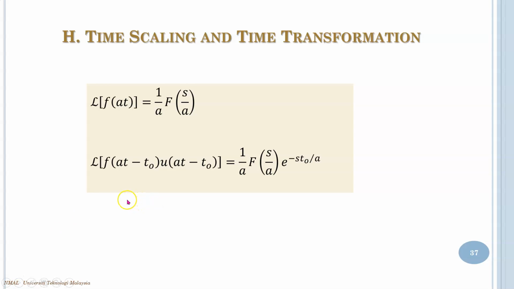And for time scaling and also time transformation, you just have to put in the value. For example, the time domain function is f(at). So you have to find the Laplace transform for f(t), which is F(s). And then for every s, you have to divide by a, and then multiply the whole equation by 1 over a. And for the time transformation, you also have to perform time scaling like this. However, because of the shifting here, you have to multiply by exponent negative s t naught divided by a.